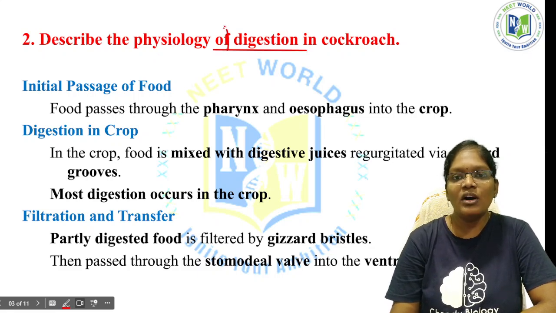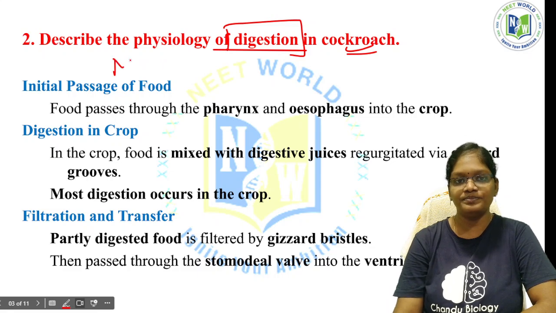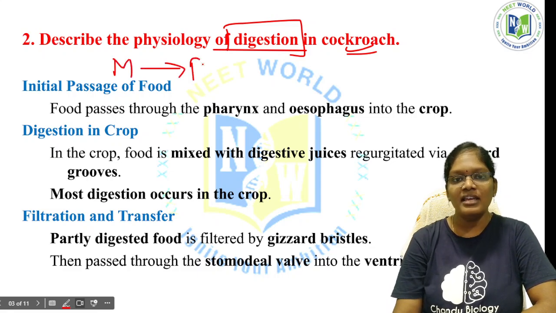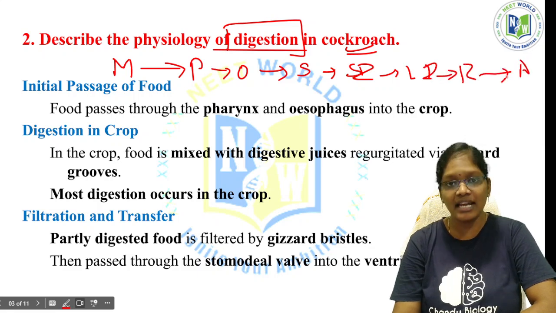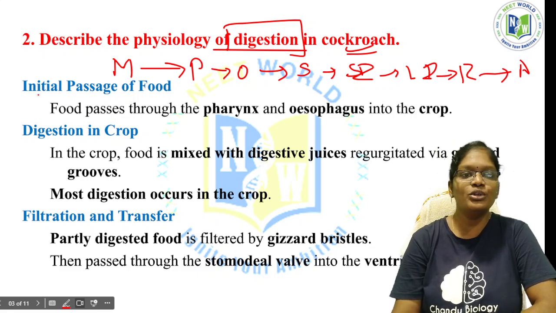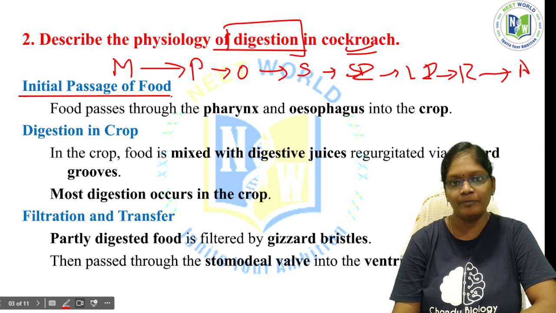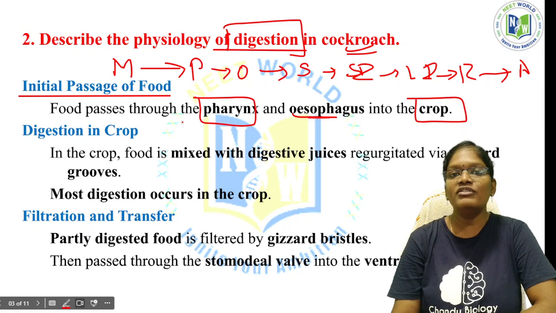So, the physiology of digestion in the cockroach. With respect to human beings, in the digestion process you should know there is the mouth, pharynx, esophagus, stomach, small intestine, large intestine, rectum and anus. So this is the digestive tract with respect to humans. But in the case of the cockroach, which is placed in the phylum Arthropoda, the initial passage of food is through the pharynx and the esophagus, and it reaches the crop, where the food is stored.